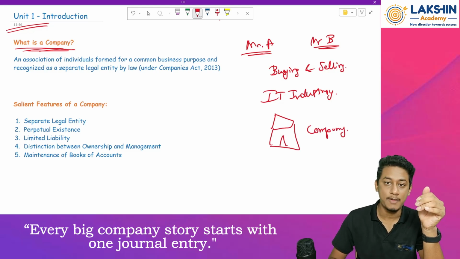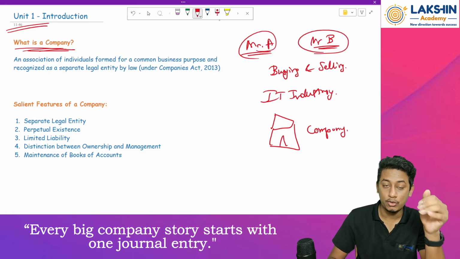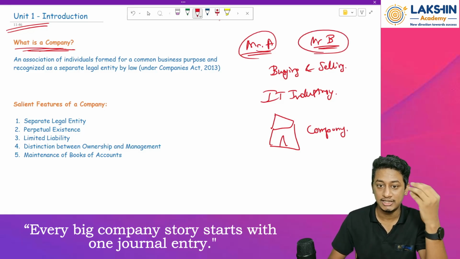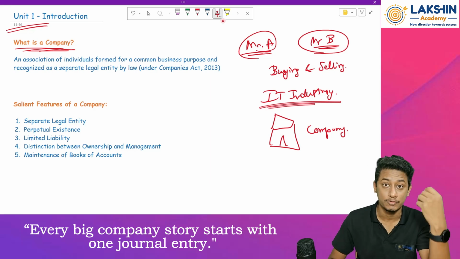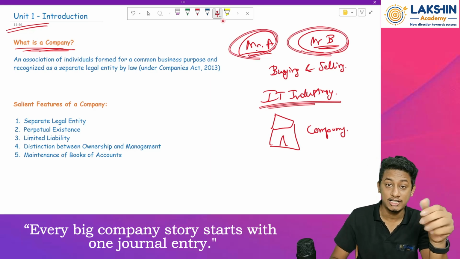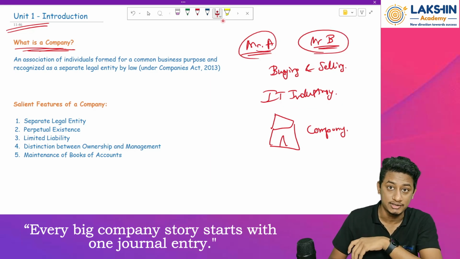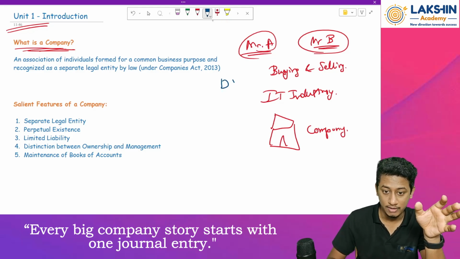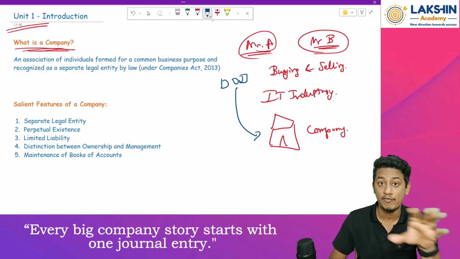So over here what happens is, these two people don't know anything about a company. These people don't know anything about the IT industry either, but they want to start a business and they know that the IT industry might have potential in the future. So what they will do, they will come together, club the money whatever they have, and invest the money in something called a company form of business.